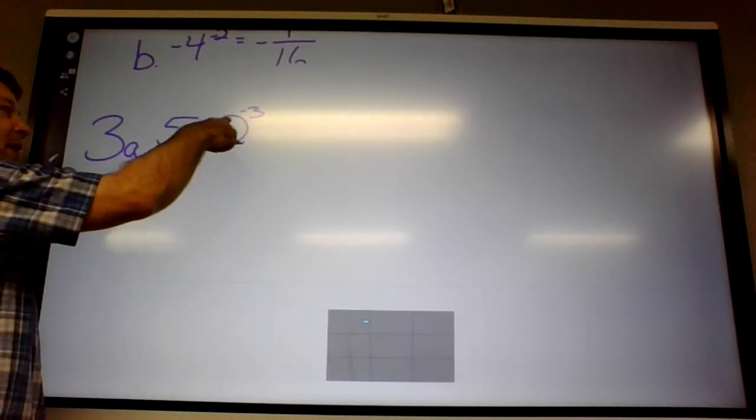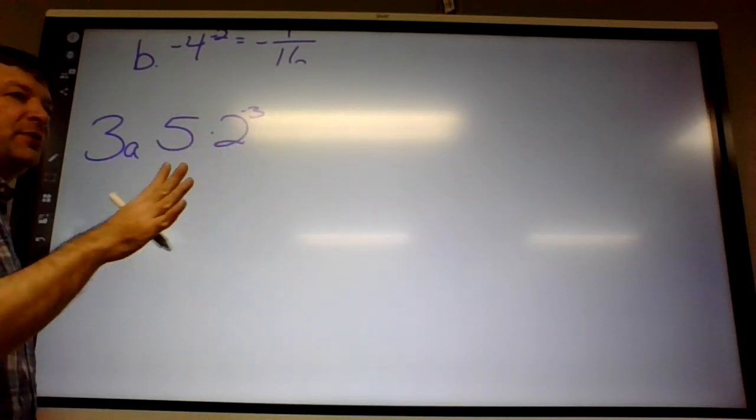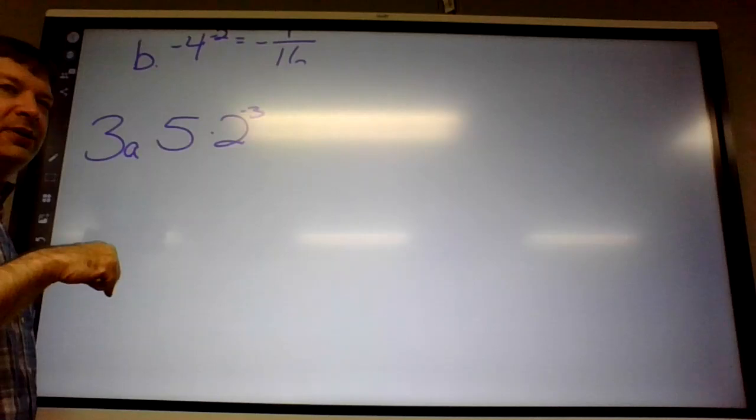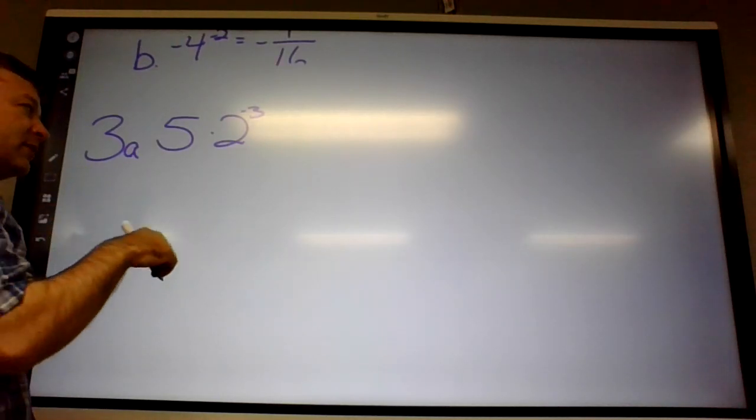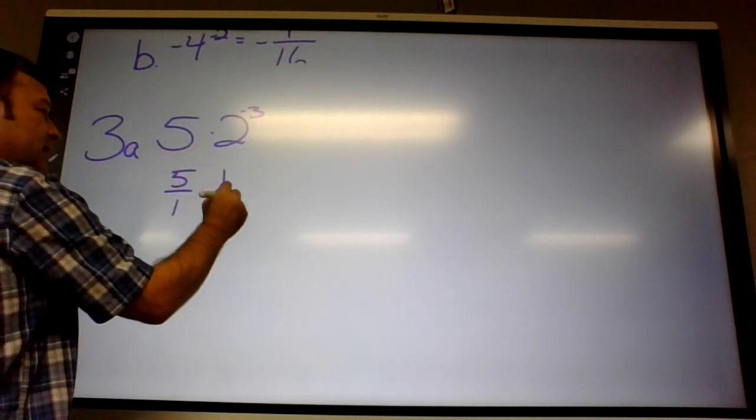Okay, so what comes first, multiply or exponent? Exponent. So what's 2 to the negative 3rd? What's 2 to the 3rd? Let's start with that. 2 to the 3rd is 8. So 2 to the negative 3rd is 1/8. So we got 5 over 1 times 1 over 8.